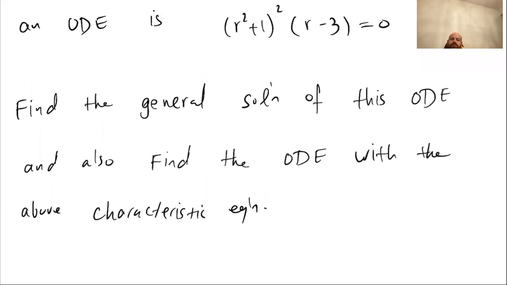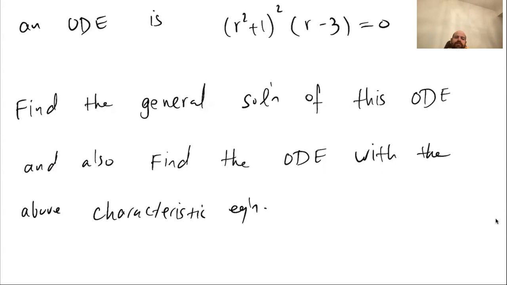So the characteristic equation is given. It's the opposite situation of what we had in the previous example. In the previous example, the ODE was given, and in order to solve it, we had to find the characteristic equation. Here, the characteristic equation is given, so one step is already done for us. We want to find the general solution, and we also want to know which ODE has this characteristic equation. So far, we had the ODEs and found the characteristic equations. This time it's the opposite.